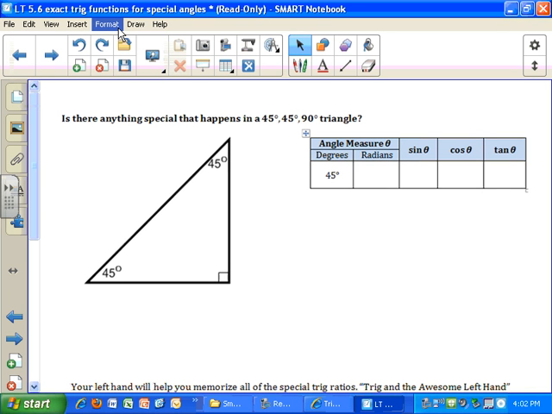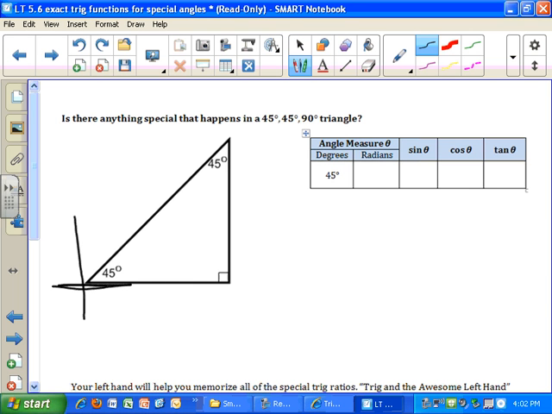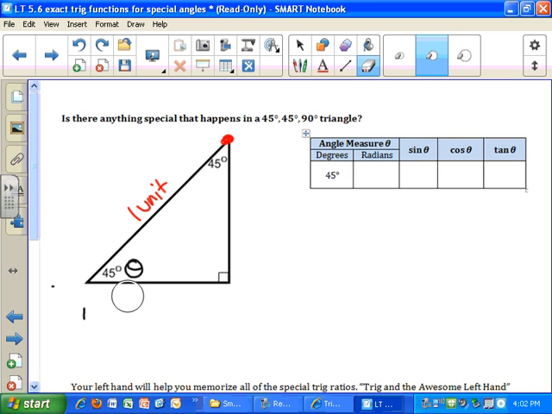So this is part 2 of the 5.6 video where we're going to look and see what special happens with the 45, 45, 90 triangle. So again, you can kind of picture this triangle on the XY axis where the 45-degree angle would be theta. And again, we know that the radius of that circle is going to be 1 unit long. And so we have to figure out how long is that opposite side and how long is the adjacent side.